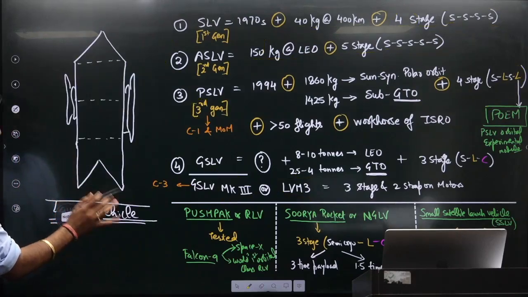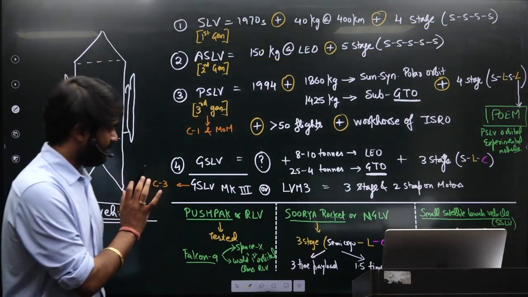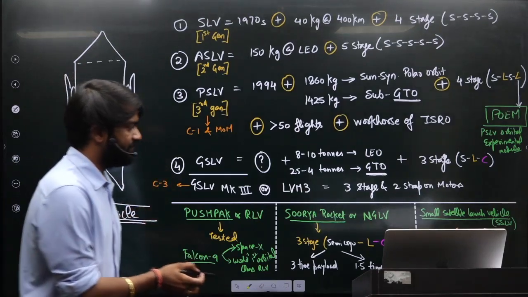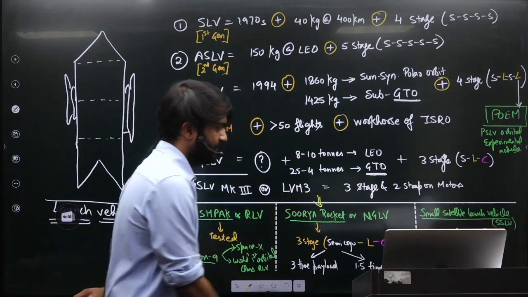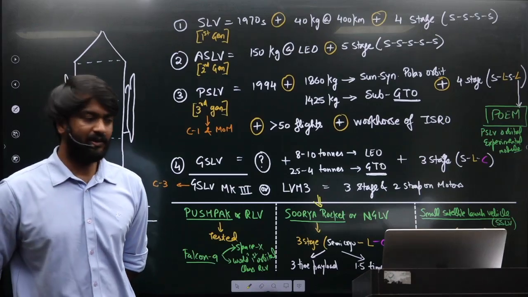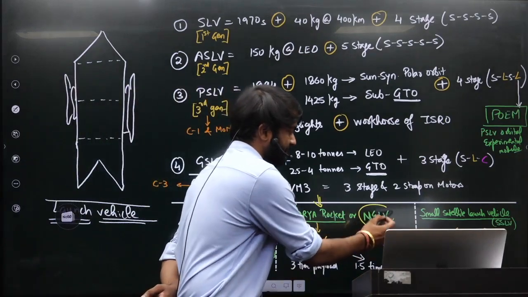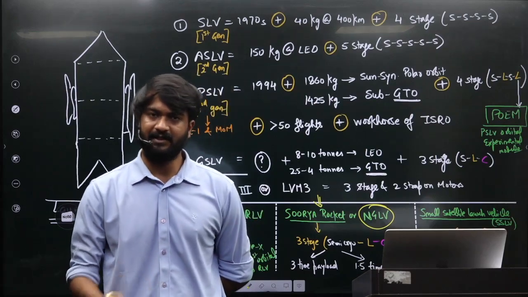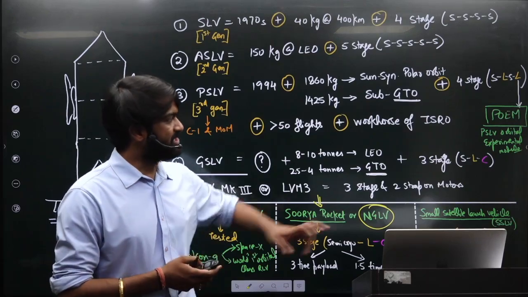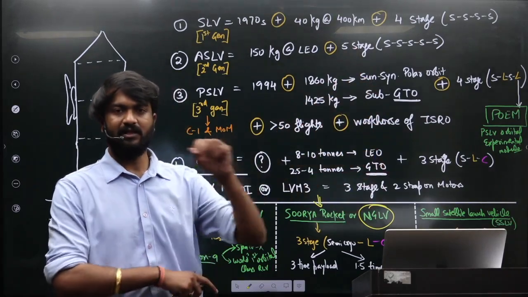Now let me come to the last part of the story. We have evolved and we are evolving more. The first evolution which we are doing is the Surya rocket, or new generation launch vehicle. I told you that we are trying to enhance the capacity of the launch vehicles by playing with the stages of the launch.